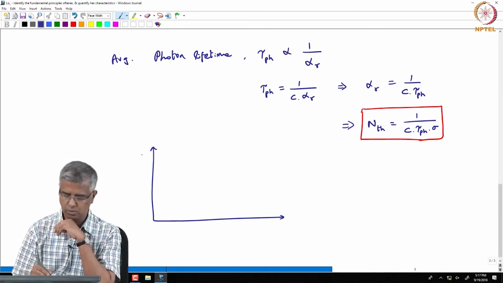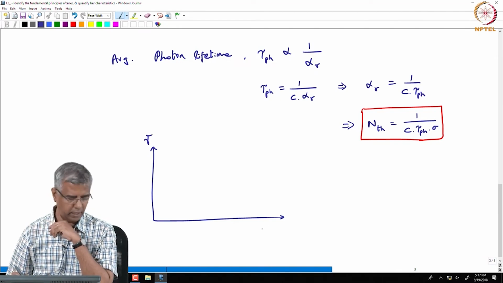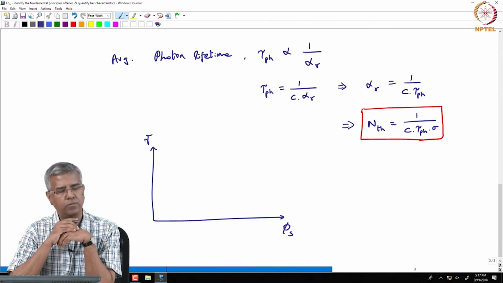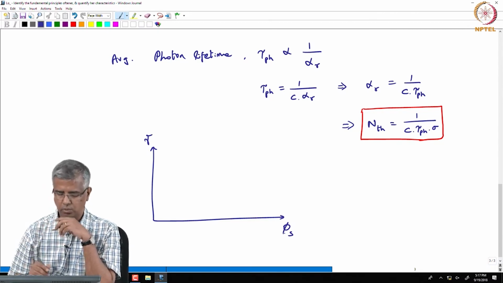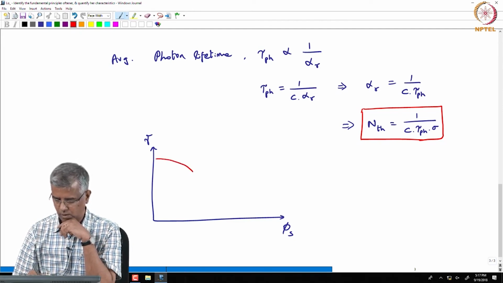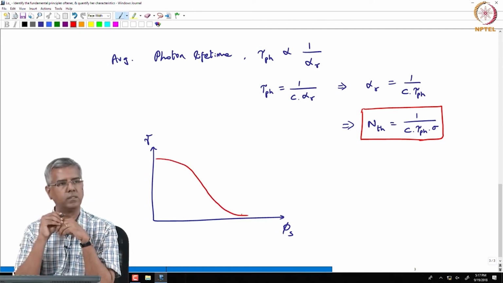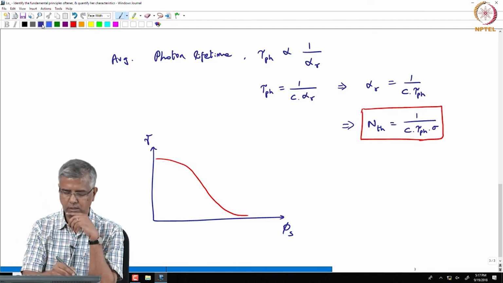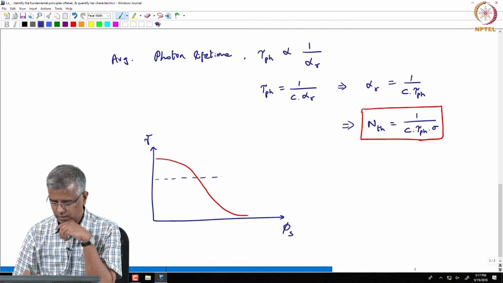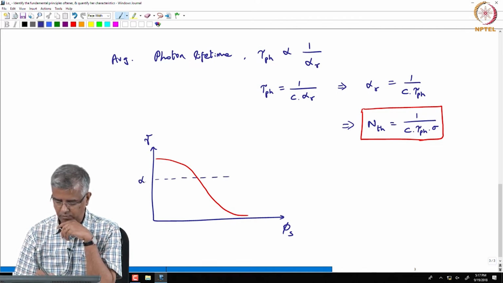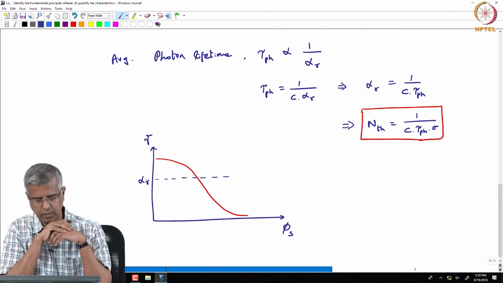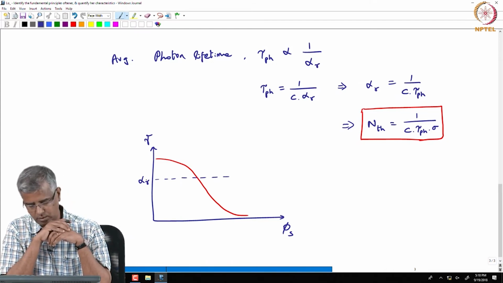So, the gain as a function of the signal photon flux, which we know is going to be like this. And in this, let us say this corresponds to the level of losses in the cavity.